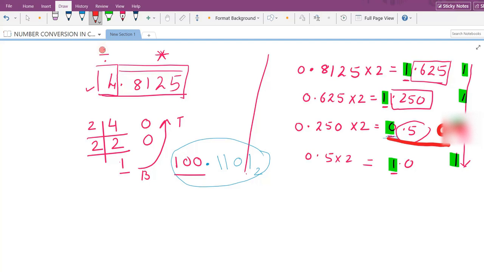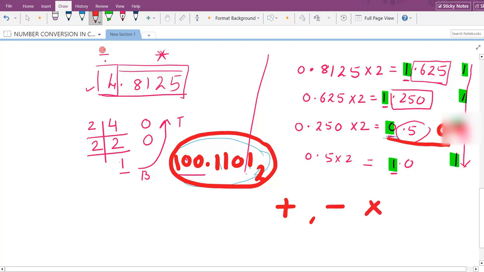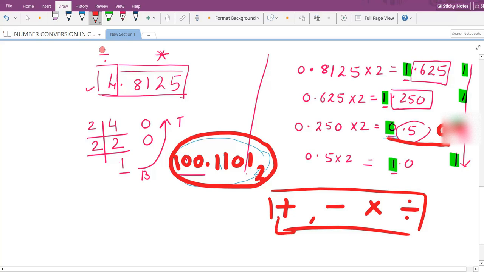Then here you just have to see 1, 0 and 0, then 1, 1, 1, 0, 1 is your final answer. This is your base. So this is the way we do this. We see a lot of calculation at the same time, but we are doing the same thing: plus, minus, multiplication and division. All four operations are there, but in mixed form. So this is the way you can do it.